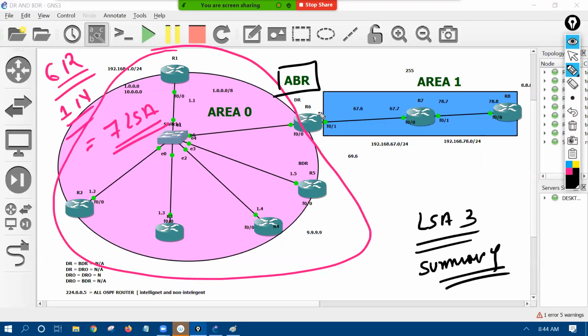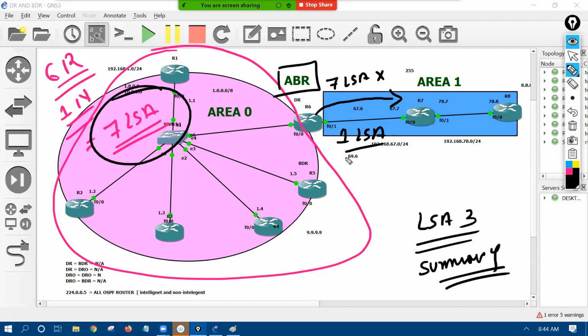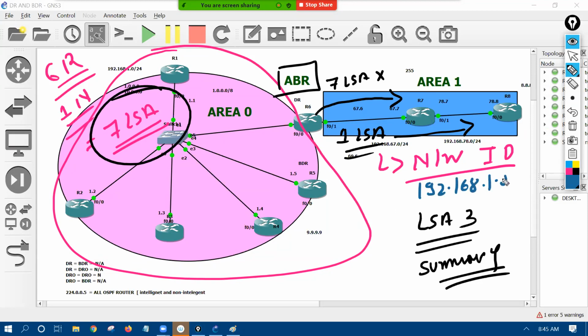When R6 is going to flood this information into area number 1, which information? He's not going to send 7 LSA. What is this guy going to do? This guy is just going to send a single LSA, and that single LSA is just going to contain the information about the network ID, something like 192.168.1.0/24.